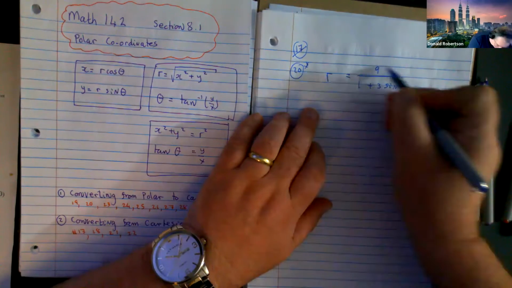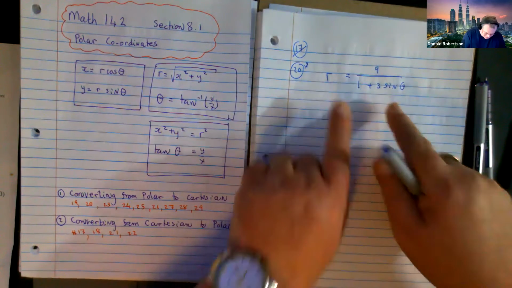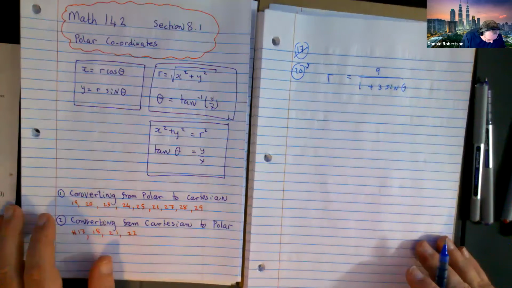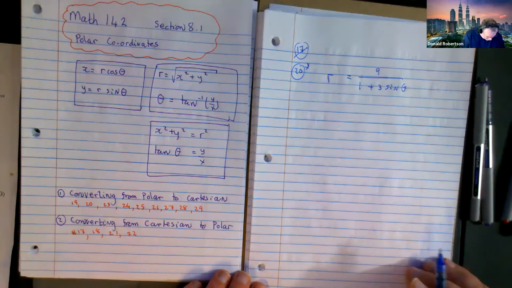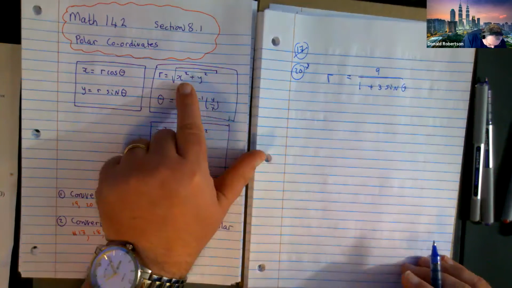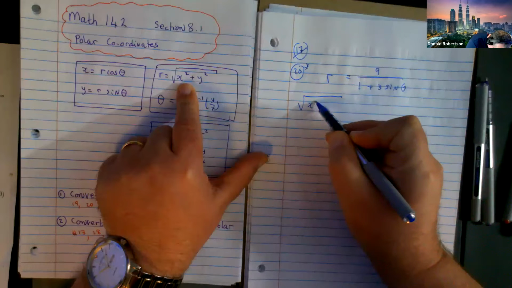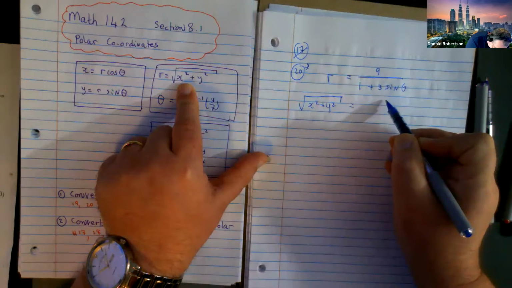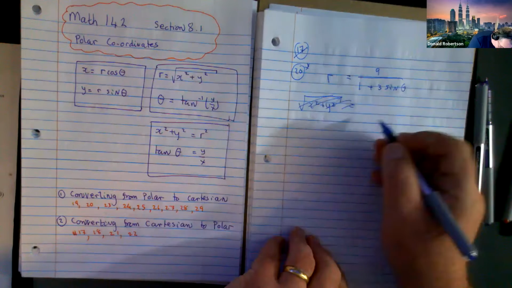Anyway, this is the guy that we've got, and we want to turn this into x's and y's. If it's possible, you should try and do it as y equals, but sometimes you can't. And at least if you turn everything into x's and y's, you are good to go. So I know that r is the square root of x squared plus y squared. And I'm not going to go that way. I'm going to cross multiply.